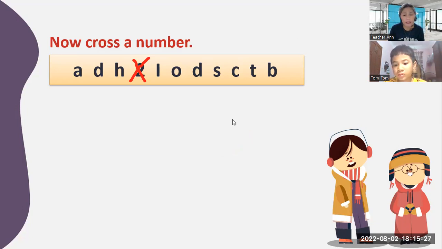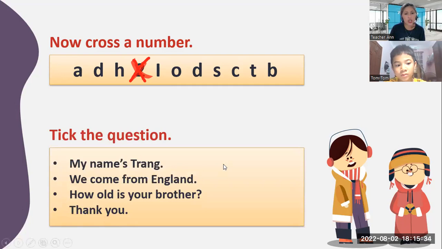Okay, next one. Listen, Tom, listen. Okay, teacher, and put a cross now. Now, check the question. Okay, here. Check the question. This one. Where is the question? You put check to the question. Okay, you will put check here. Example, that one. You put check. What is the question here? 1, 2, 3, and 4. You put check to the question. Go, Tom Tom. Okay, you put check.